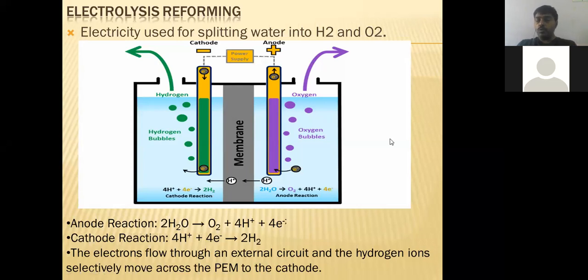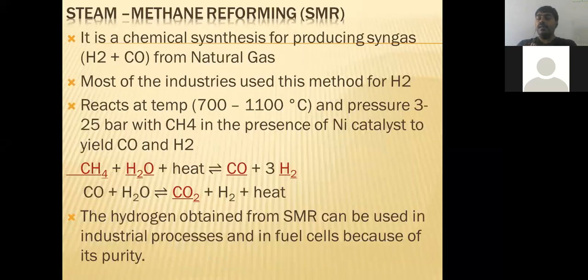Right? Let us come to the second method, steam reforming. In this process, you are going to produce synthesis gas. What do you call syngas? Syngas is a combination of hydrogen as well as carbon monoxide. Most of the time this can be produced from natural gas here.